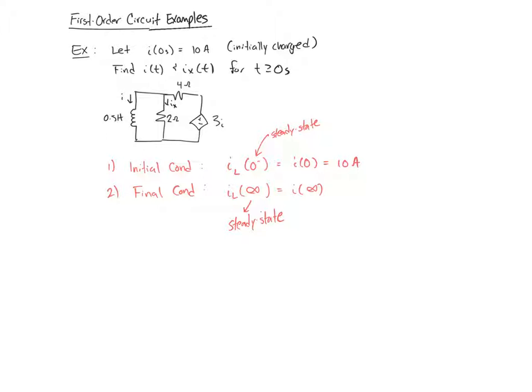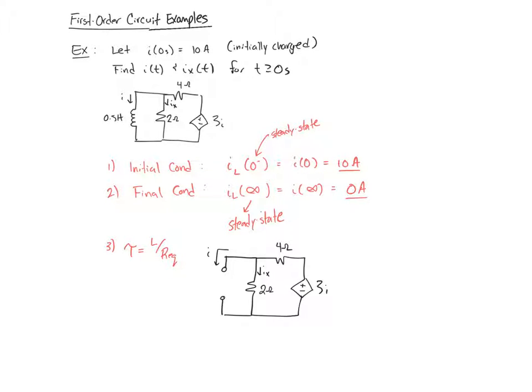Okay, so anyways, back to our final condition. Since there are no independent sources in this circuit, it must relax back to 0, so our final condition is 0 amps. So we know the inductor starts at 10 amps and will relax to 0 amps. And the next thing we need to do is find the time constant for that exponential decay. That time constant for an RL circuit is the inductor over the equivalent resistance seen by the inductor.